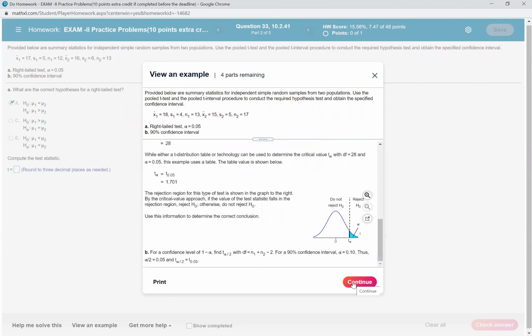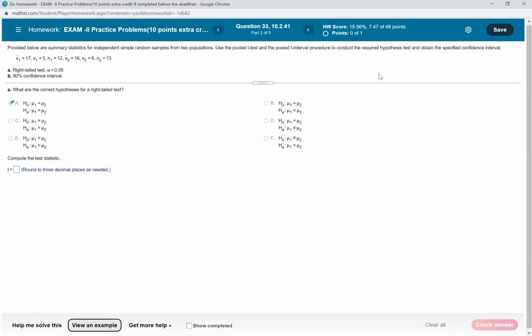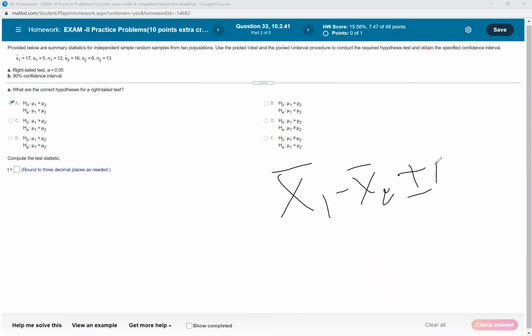Okay, so to construct the 90% confidence interval, you need to use this formula: x1 bar minus x2 bar plus or minus t alpha over 2 times the standard error, which is Sp times the square root of 1 over n1 plus 1 over n2. So you have to use this formula.